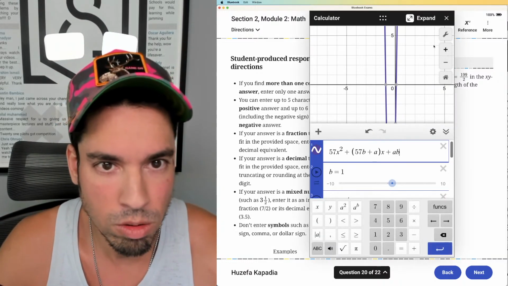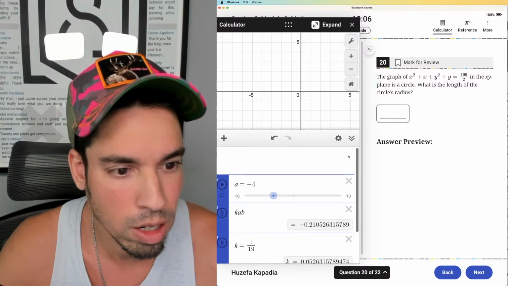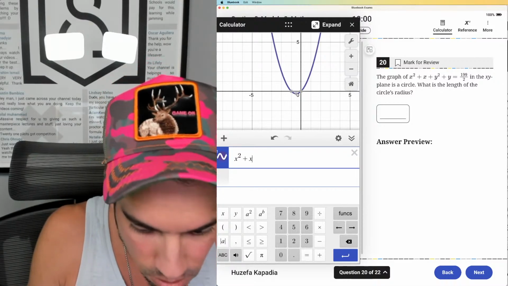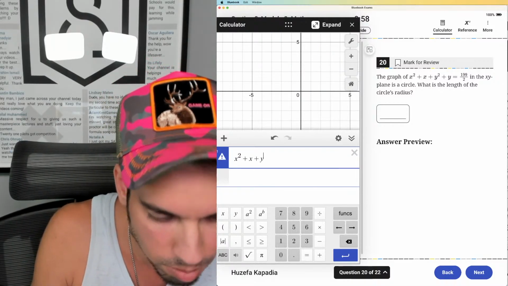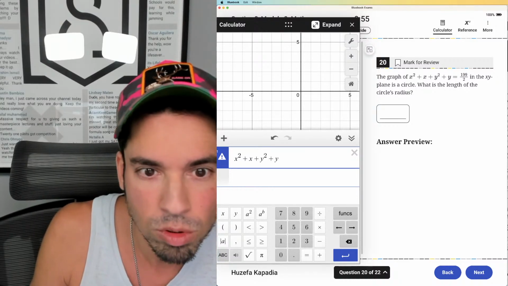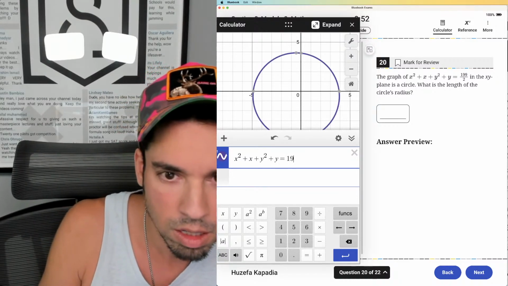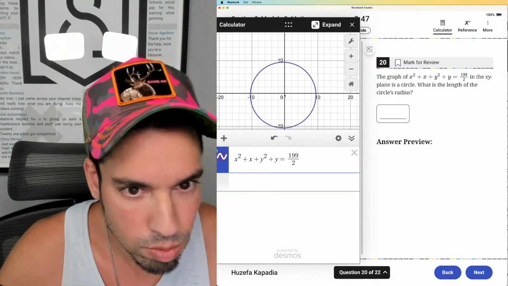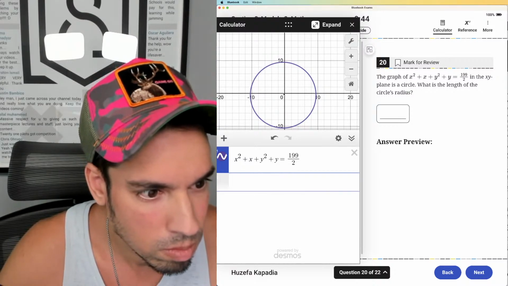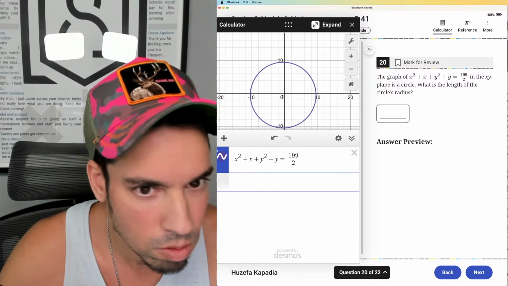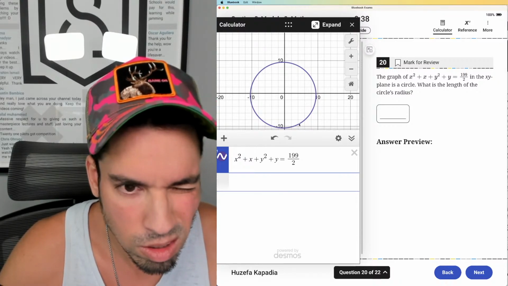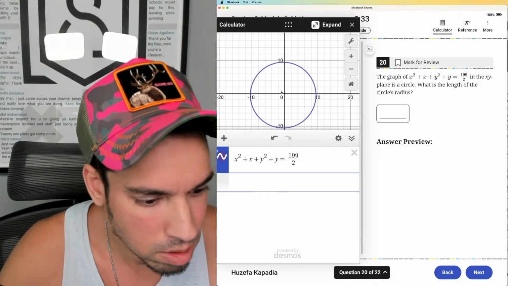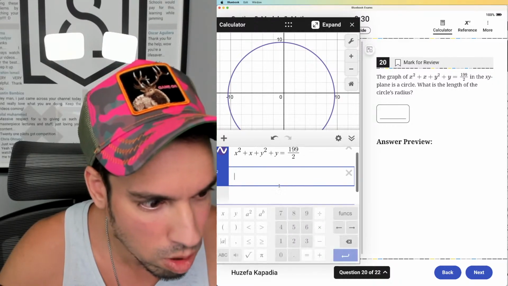This one, I don't think you can do in Desmos. I bet you it's going to be some weird decimal, but we're going to try here. So they said a circle. We want the radius, so x squared plus y squared is equal to 199 over 2. Because if it's this level problem at this point in the game, it's probably going to be hard. Okay, so what is the length of this radius? It's not even centered at (0, 0). It's centered at x plus 1. I think it's centered at (-1, -1) is what it looks like.